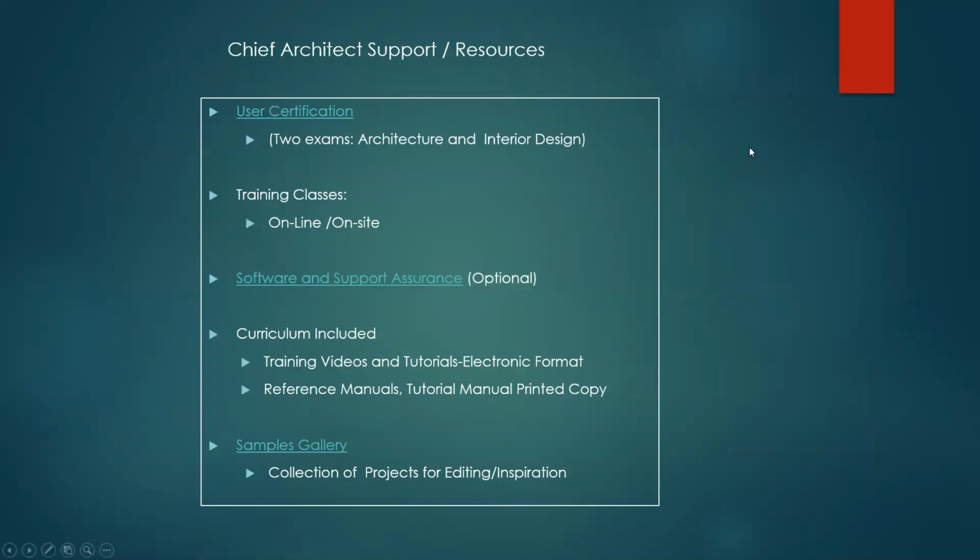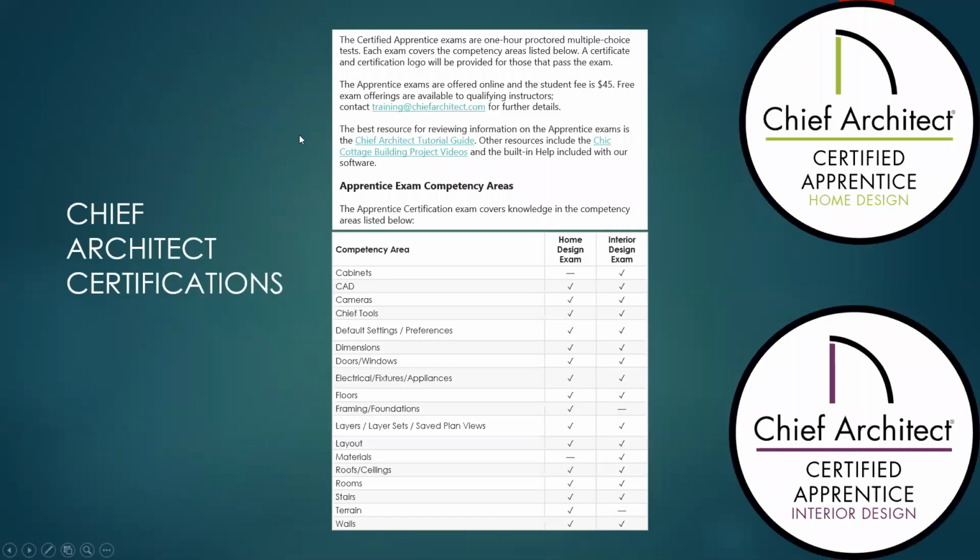We do have a lot of Chief Architect support and resources. We have user certification. With this user certification, it's an exam where the students can take it and it tests their knowledge of Chief Architect. We have two different versions. One of them is called the Certified Apprentice for Home Design. That's for the architecture students who go more deeply into the structure of the house. The Certified Apprentice Interior Design exam is for our interior design students. So it tests them on exactly what content they've been studying.